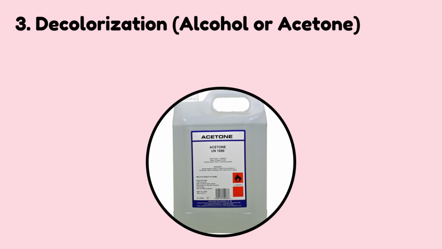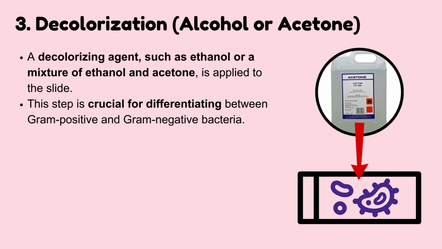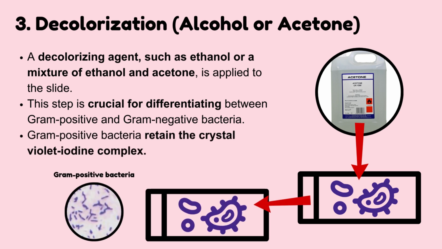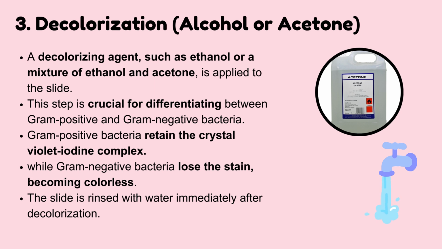Step 3. Decolorization, alcohol or acetone. A decolorizing agent, such as ethanol or a mixture of ethanol and acetone, is applied to the slide. This step is crucial for differentiating between gram-positive and gram-negative bacteria. Gram-positive bacteria retain the crystal violet iodine complex, while gram-negative bacteria lose the stain, becoming colorless. The slide is rinsed with water immediately after decolorization.